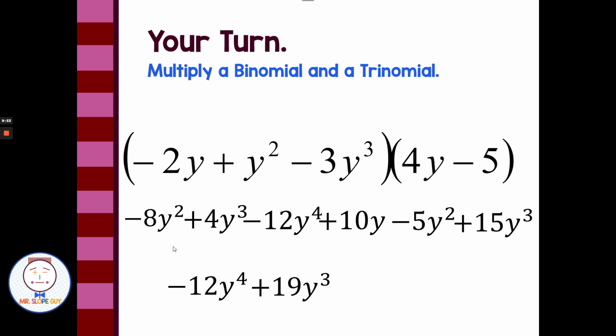Then if I look at y squared terms, negative 8y squared and negative 5y squared combine to be negative 13y squared. And last, I have a y term of positive 10y, but no other y terms there. So plus 10y for my final answer.